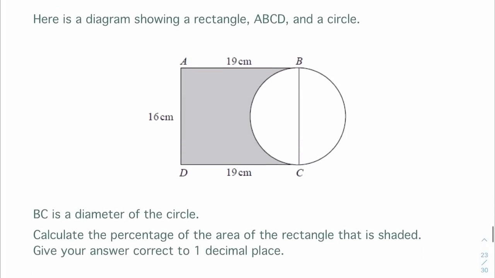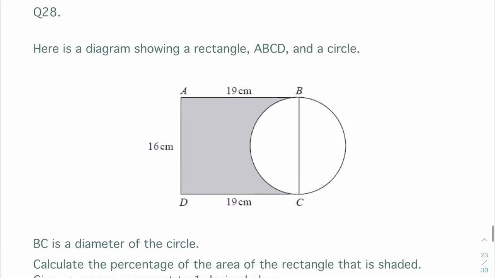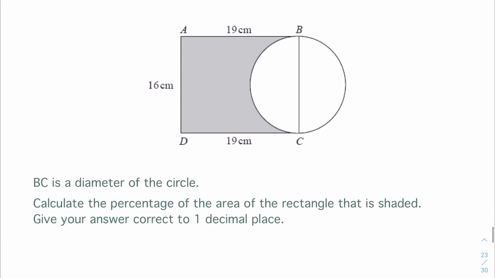Okay, so this says, here is a diagram showing a rectangle, A, B, C, D, and a circle. So, let's see, BC is a diameter of the circle, so we can see that just there. Calculate the percentage of the area of the rectangle that is shaded. Give your answer correct to 1 decimal place.